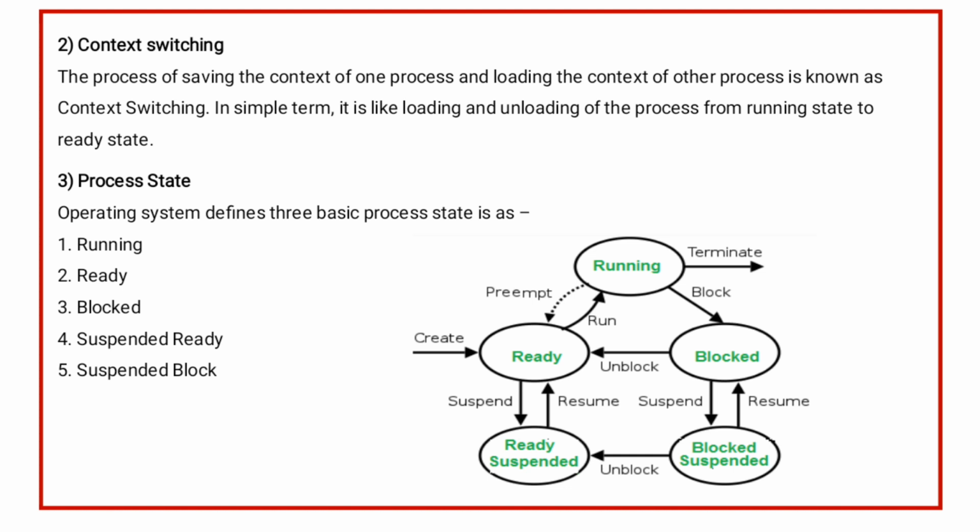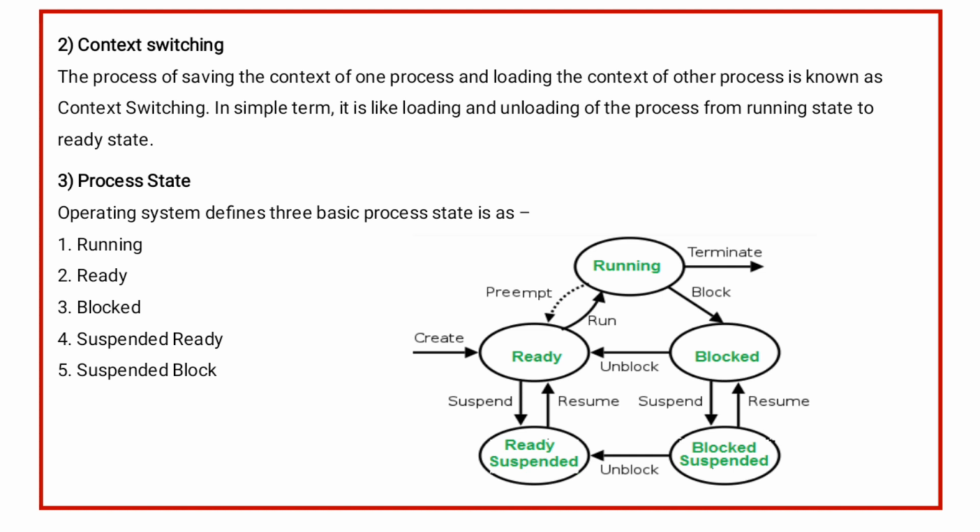Next is process state. The operating system defines three basic process states. The first is running. In this state, the CPU can execute only one process at any given moment. This is the running process. Now the second state is ready.